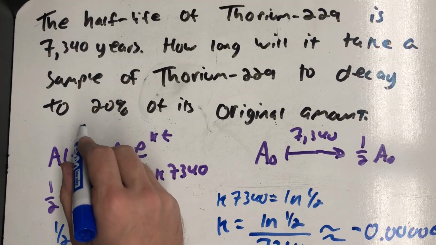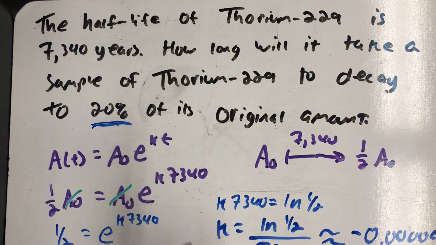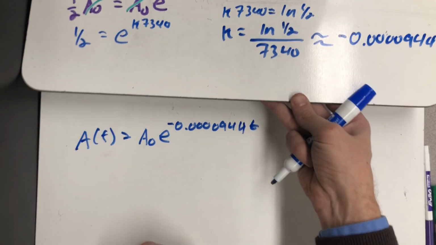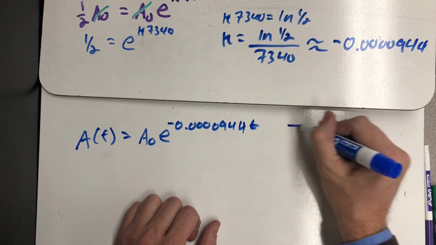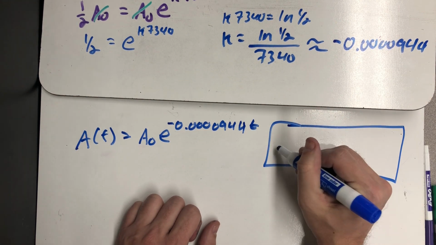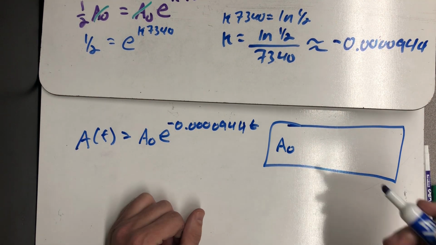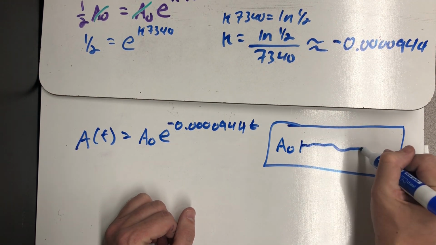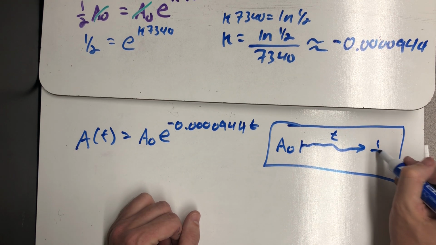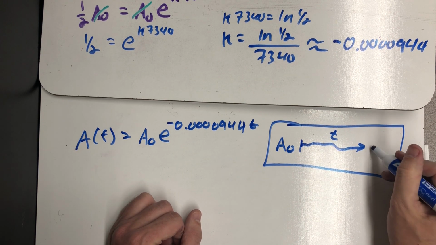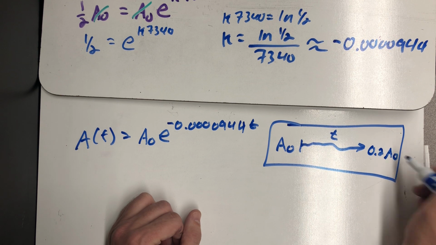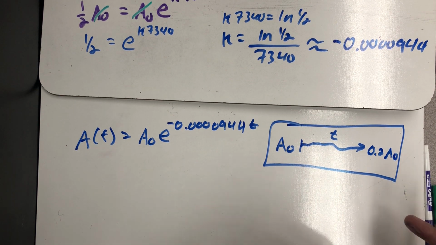All right, so now I can actually answer the question I was asked. How long is it going to take? I'm looking for a value of t where I'll end up with 20% of what I started with. Well, thinking about that, I want to start with A naught. I want time to advance some value t until I have 20%. So 0.2 times A naught, 20% of A naught.